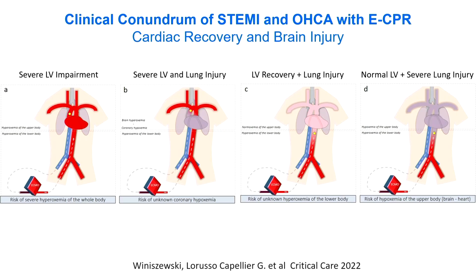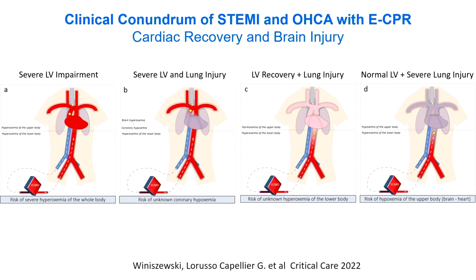This was written in part by Robert LaRusso, who's the head of research at ELSO. Came out in 2022. And what this talks about is this concept, and the way I read this was looking at this idea of cardiac recovery and brain injury. So a patient comes in with severe LV impairment. This is a patient you might go ahead and put on an Impella.